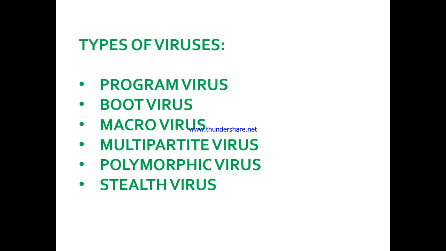Depending upon the sector where the viruses are affecting, we have divided the viruses into 6 parts. Mainly 3 parts are there, and the last three types of viruses are actually the hybrid of these three, of the top 3 viruses. So the main viruses are program virus, boot virus and macro virus. And these are multipartite, polymorphic and stealth. These 3 viruses are actually the hybrid of the top 3 viruses, that is program, boot and macro viruses.